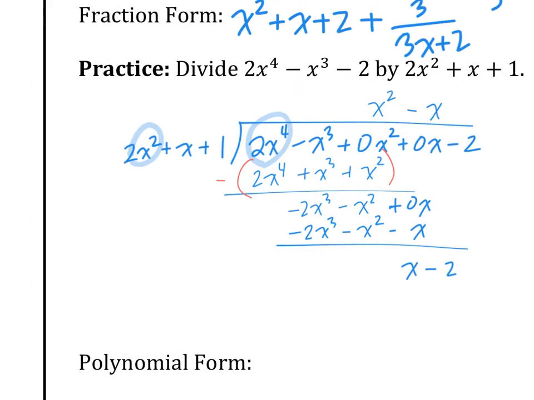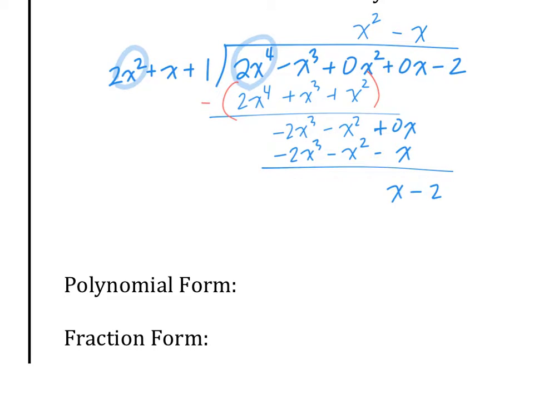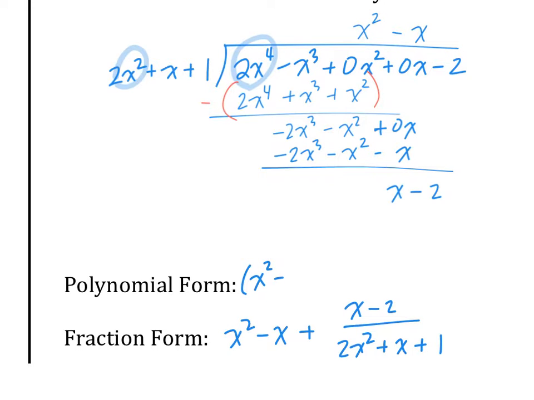All right, from here, let's write the two forms. Fraction form is x squared minus x plus remainder over divisor. Polynomial form, you're going to go around the world. So take the quotient times the denominator and then plus the remainder.